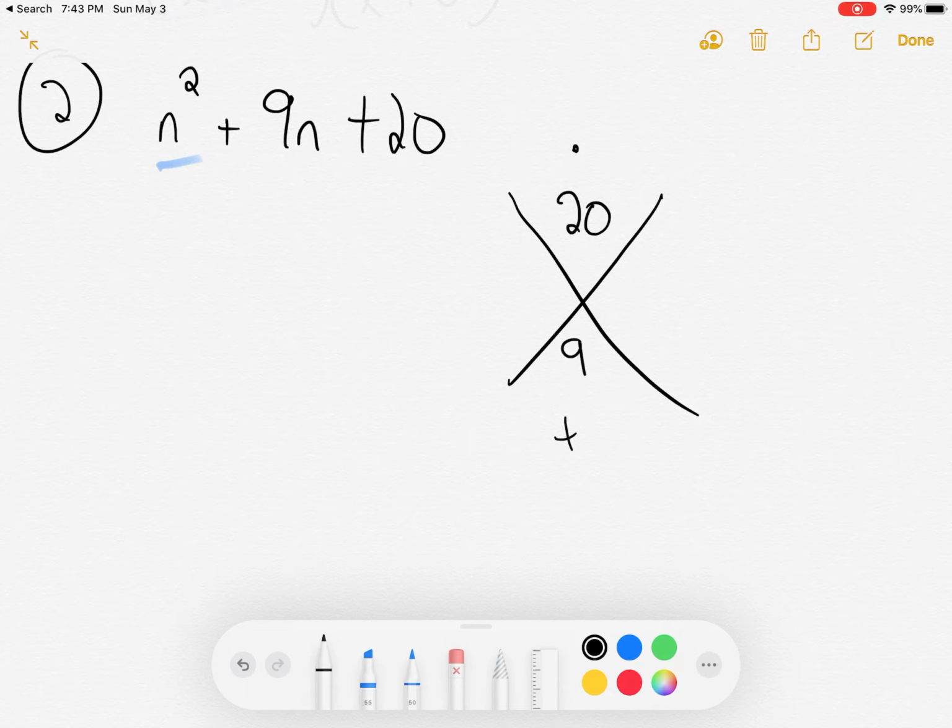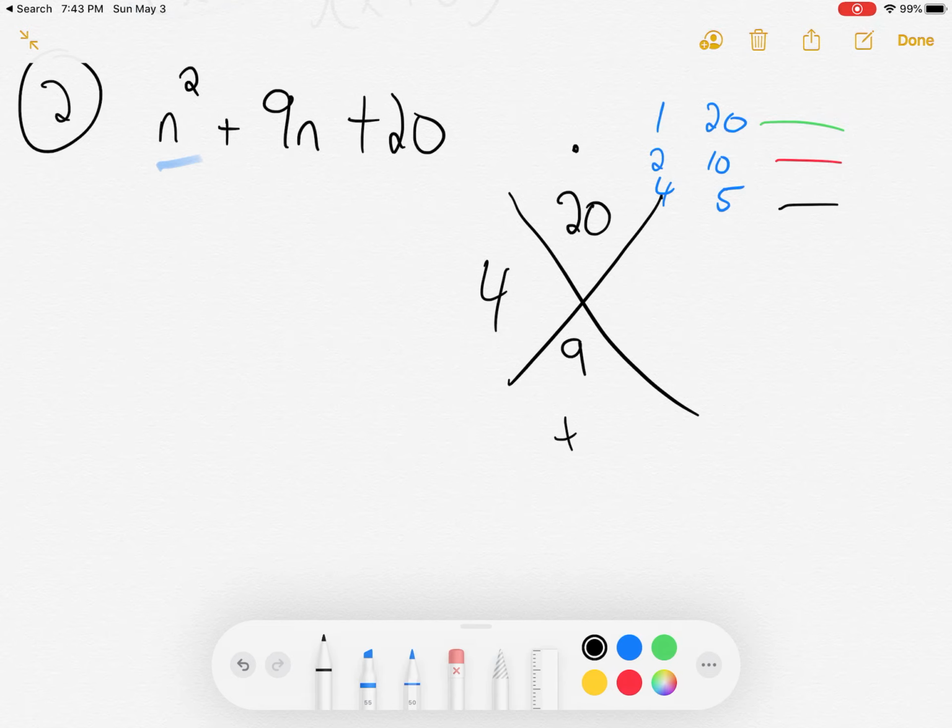So let's list out numbers that multiply to 20. There's 1 and 20. There's 2 and 10. And there is 4 and 5. So which one of these sets of numbers, green, red, or black, add to 9? Well, you should say the black ones, 4 and 5.